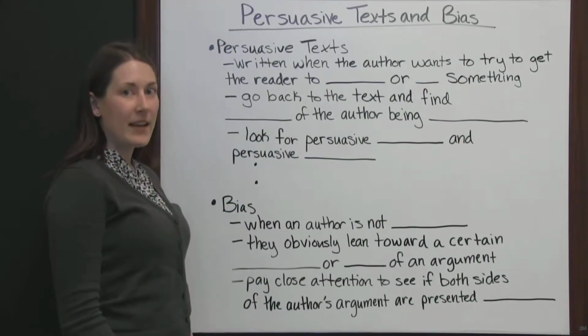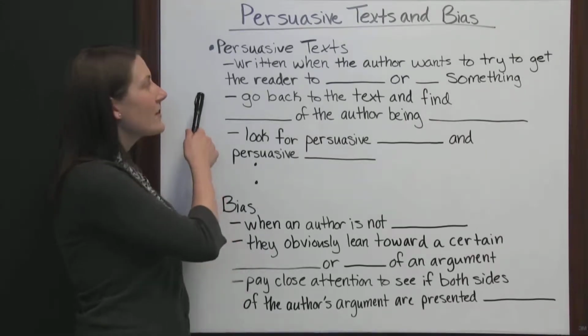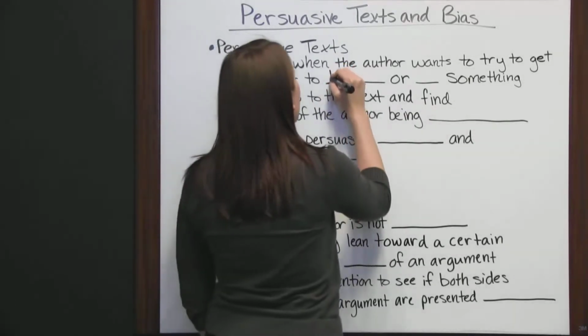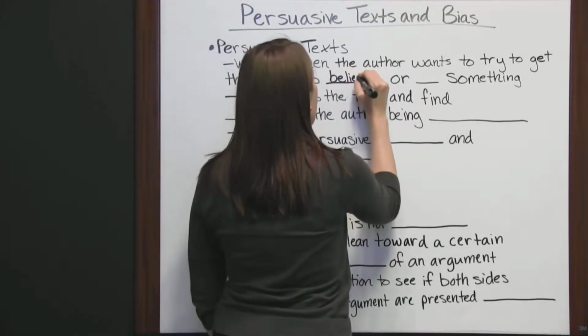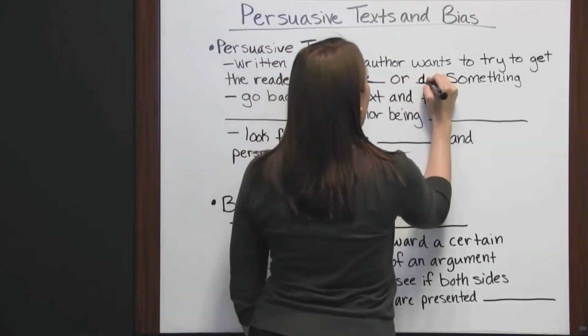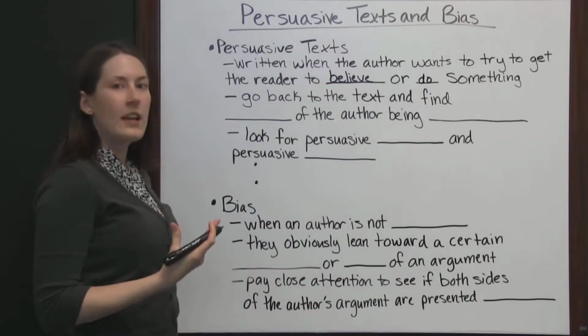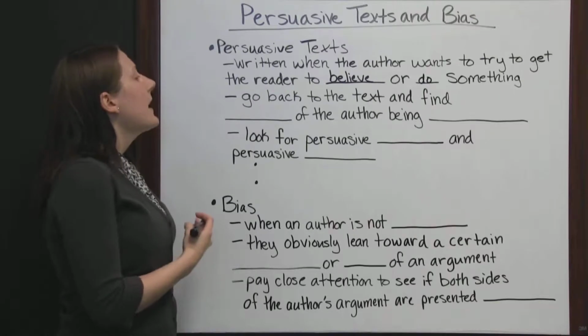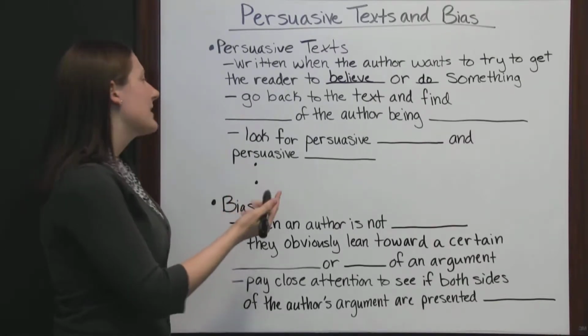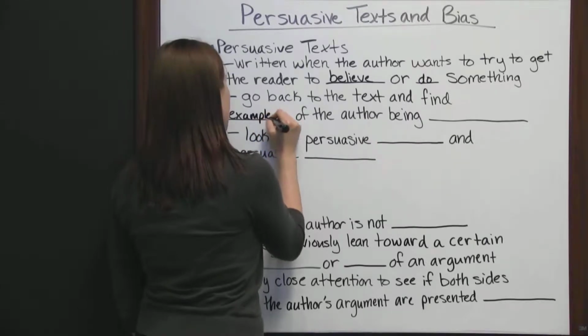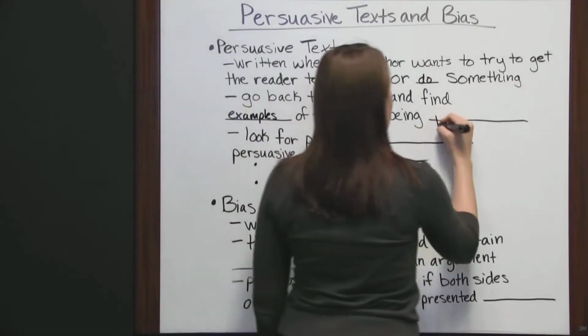Persuasive texts and bias. Persuasive texts are written when the author wants to try to get the reader to believe or do something. So the first thing you can do is ask yourself, is the author trying to get me to believe or think or do something? And then go back to the text and find examples of the author being persuasive.